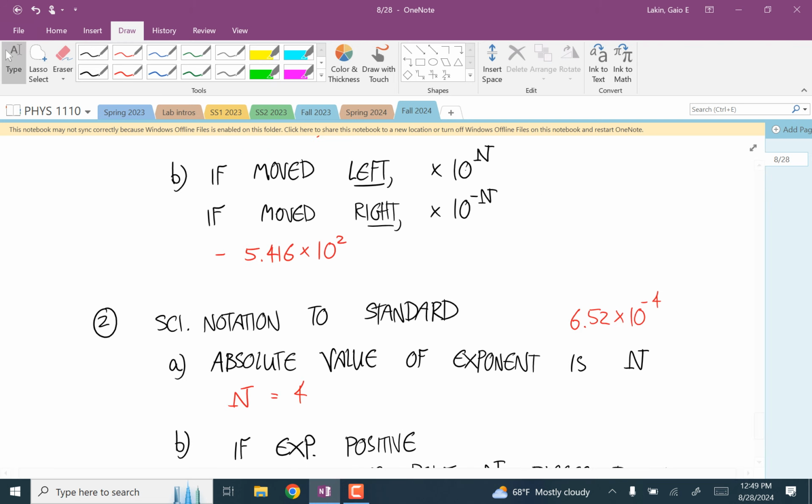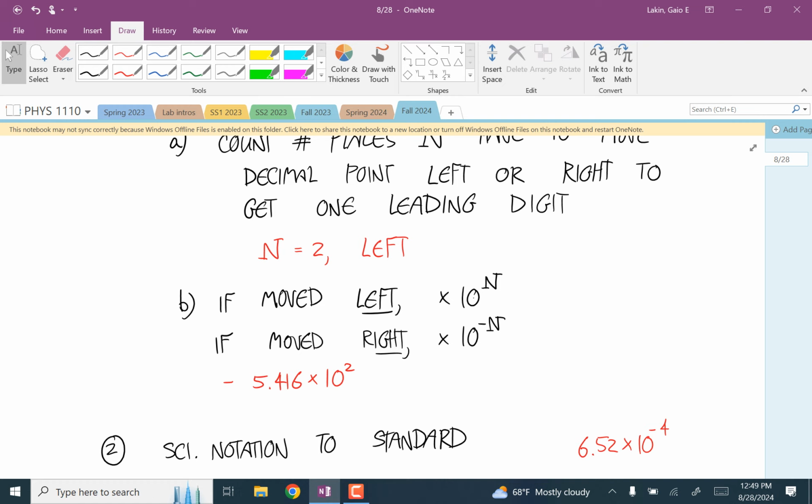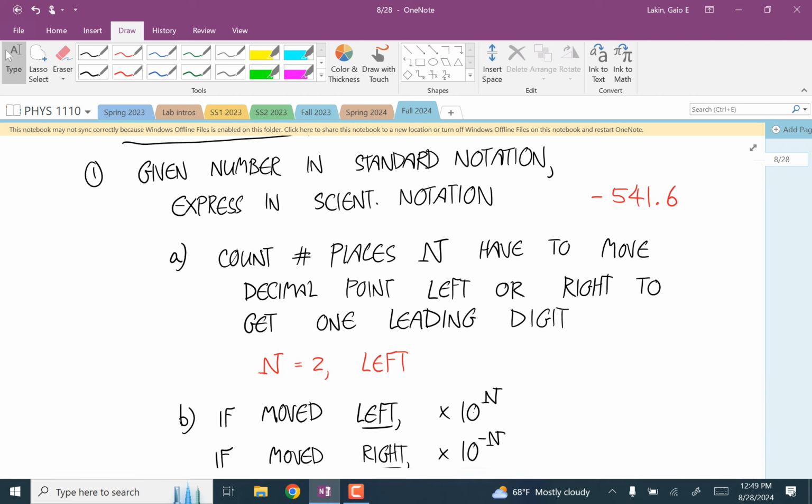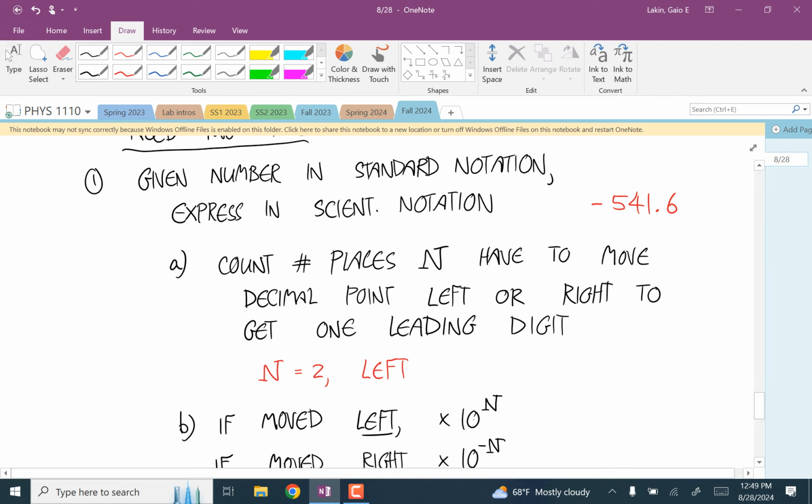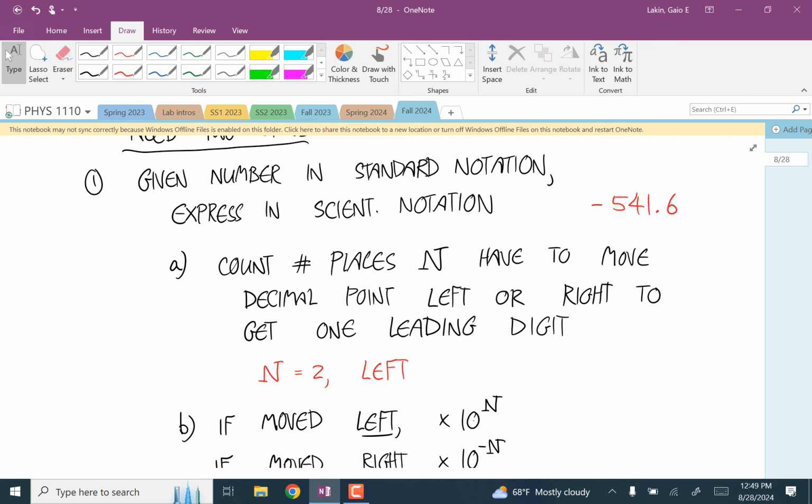I want you to notice that these two, like whether you're going from standard notation to scientific notation or the other way, positive and negative are associated with different directions, the opposite directions for those two. And it kind of makes sense. It's like whether you're moving the decimal point to the spot with one leading digit, or whether you're moving the decimal point from the one leading digit back to the original spot. You know, you're always going one way for one of them and the other way for the other. Are you with me on that?